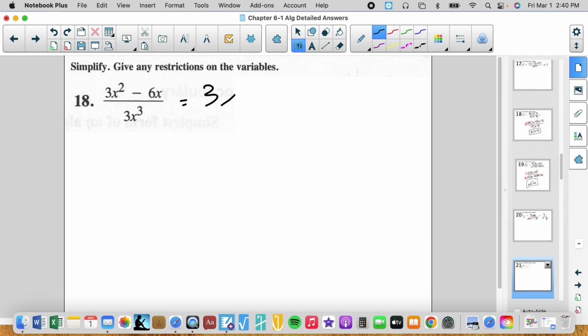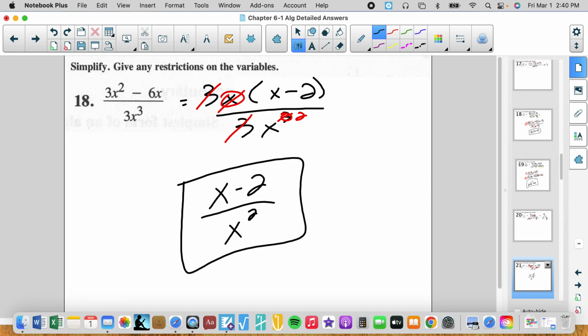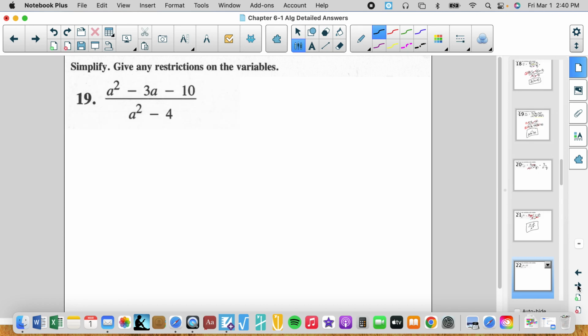Factor out a 3x. You're left with x minus 2, 3x cubed. So the 3's will cancel. This x will cancel with one of those. And that leaves us with x minus 2 over x squared. They cannot cancel or simplify.